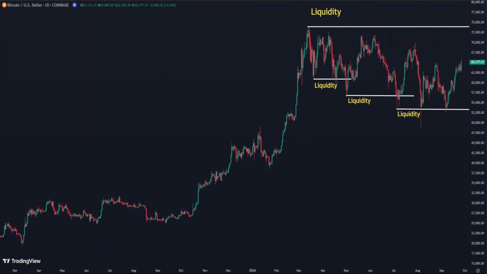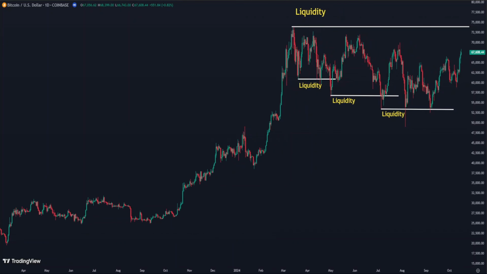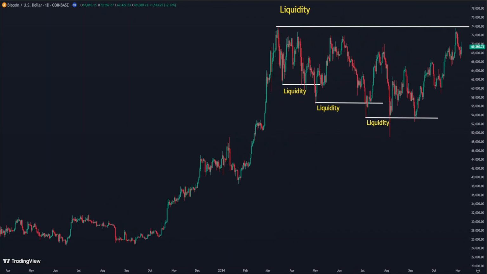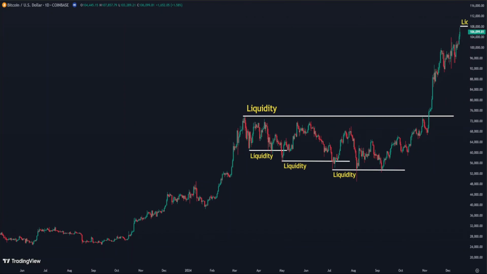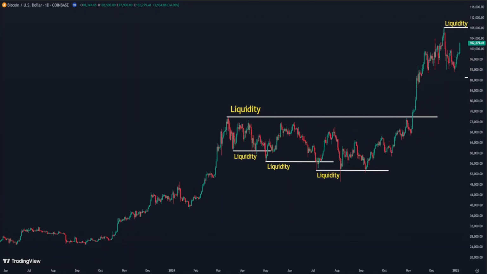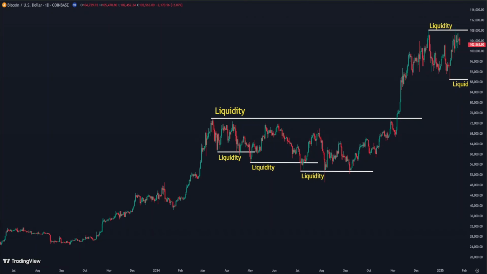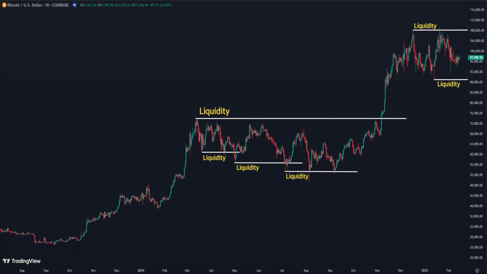Second, you can find high probability entries. Instead of getting caught in the sweep, we can use it to our advantage. And in just a minute, I'll show you how to use this liquidity sweep as part of our powerful entry model. After price performs a liquidity sweep and starts showing signs of reversing, it often presents a fantastic trading opportunity.